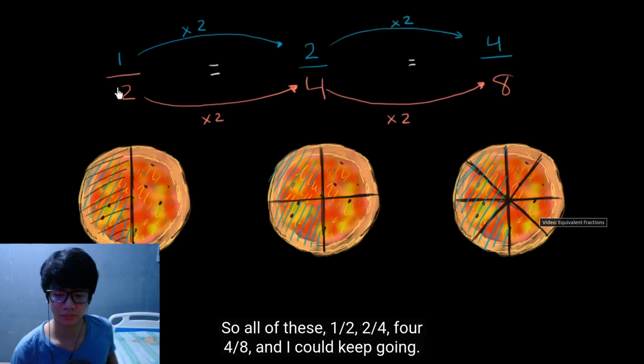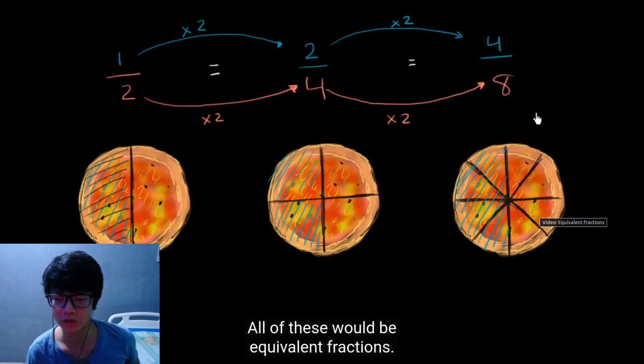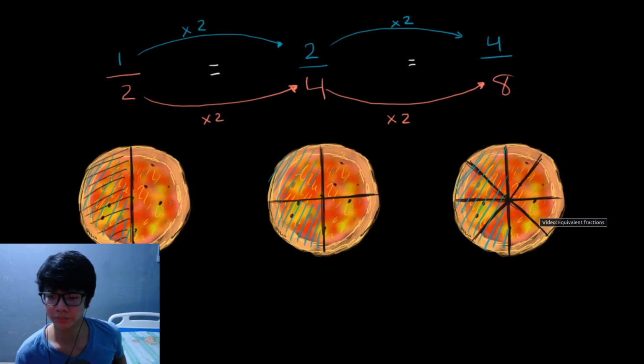pieces. So all of these, 1/2, 2/4, 4/8, and I could keep going. I could do 8/16, I could do 16/32. All of these would be equivalent fractions.